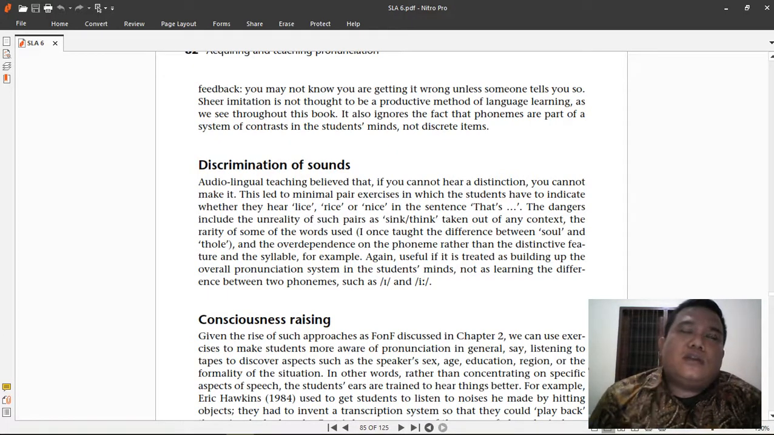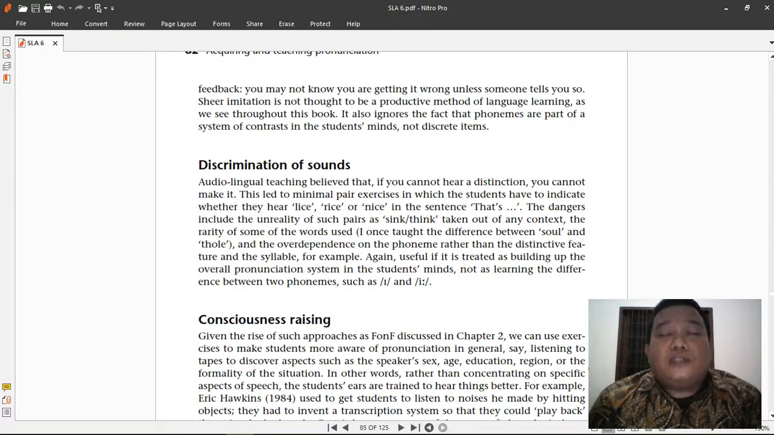So this kind of method can be done by asking the students. Well, this is the audiolingual teaching. You make the audiolingual teaching by asking the students to listen to your audio devices about some words, and then the students will try to write down what they hear. And then at the end of the teaching, you can analyze whether the students are able to distinguish what they hear.